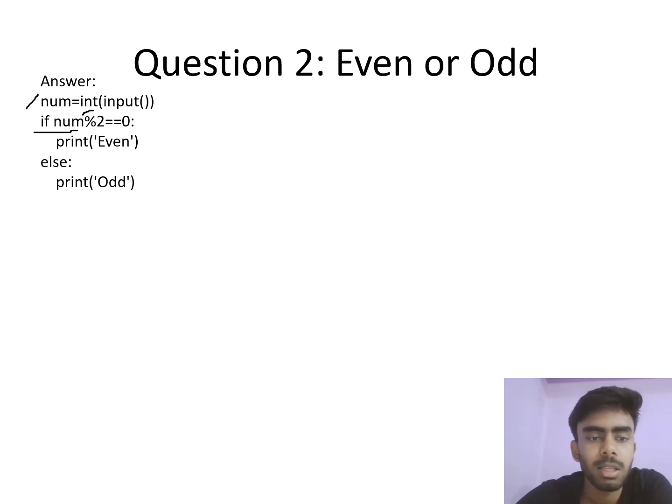What is the meaning of this? This one is modulus. Modulus gives you the remainder. If you are dividing 4 by 2, then the remainder left is 0. So if this condition is true, it will print even, otherwise it will print odd. Now let's come to the next question.